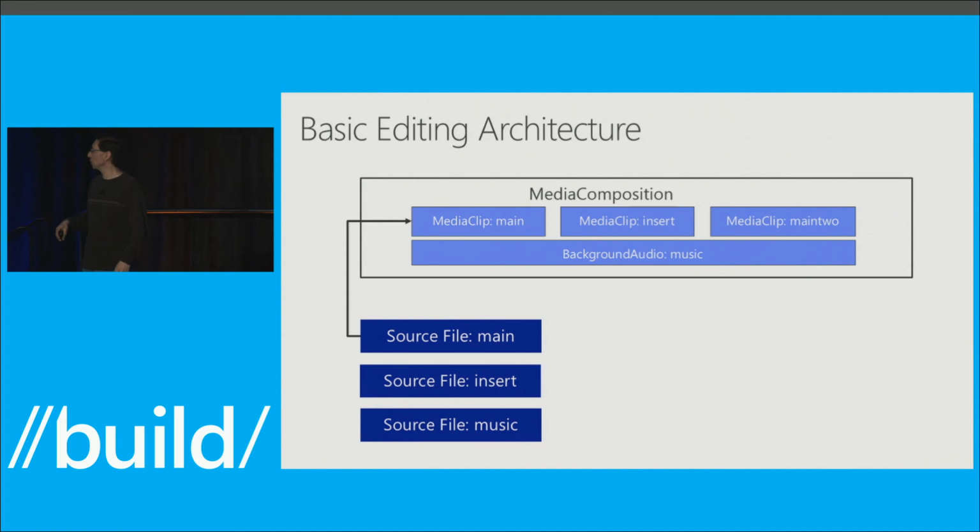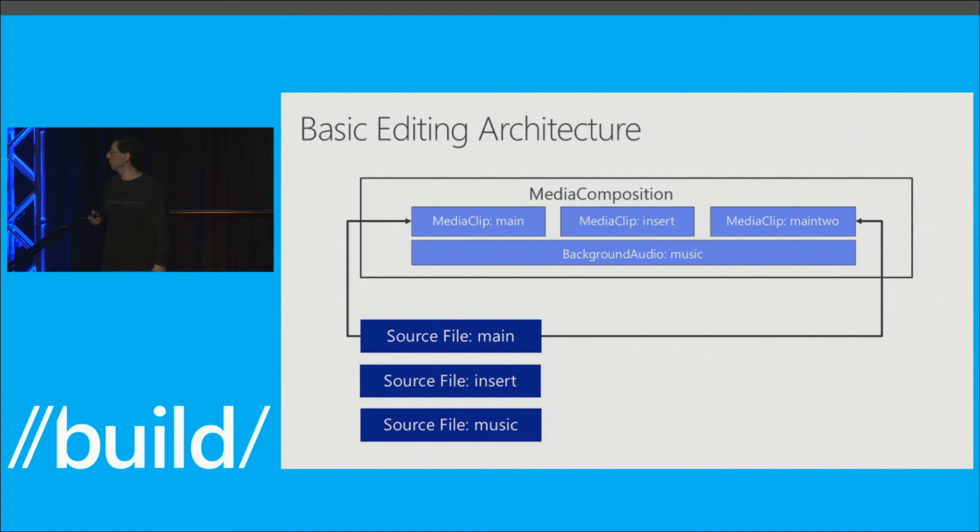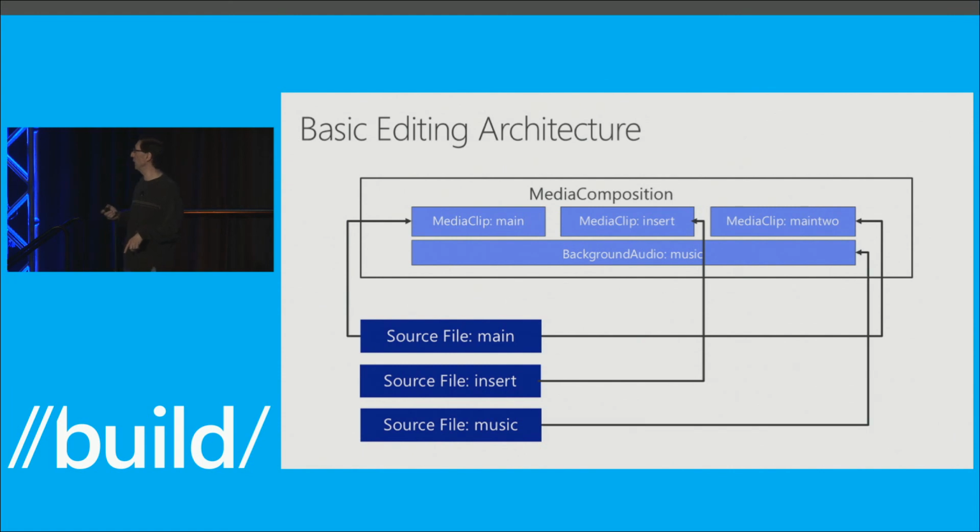So I started out with this source file main that was 30 seconds. I said, all right, I'm going to take it up here. I'm going to make it a media clip. Then, you know what? I need to use it again. So it's also going to be main two. So I'm going to have reference points there before I do any trimming. And then I'm going to have another source file insert. Let's say that's that middle 10 or 15 seconds. And then underneath the whole thing, music.